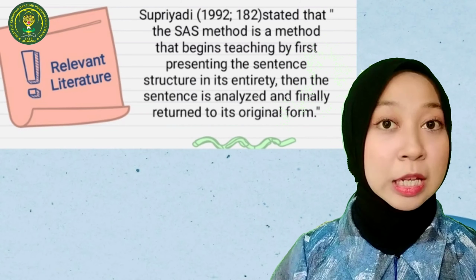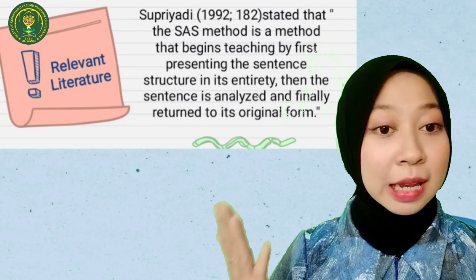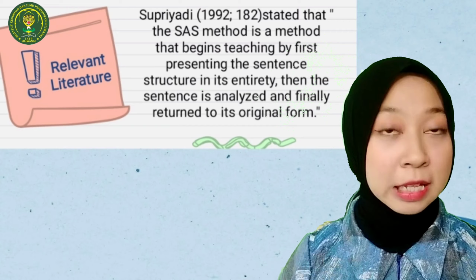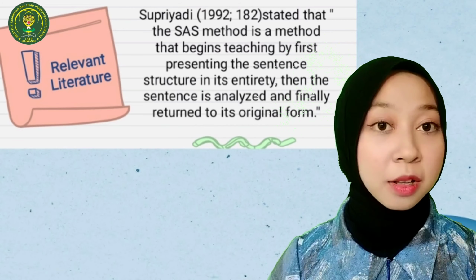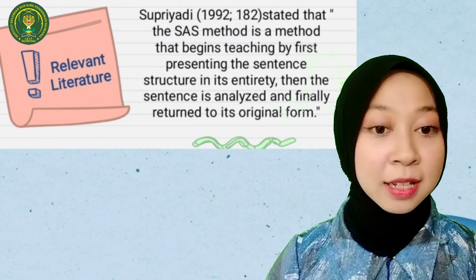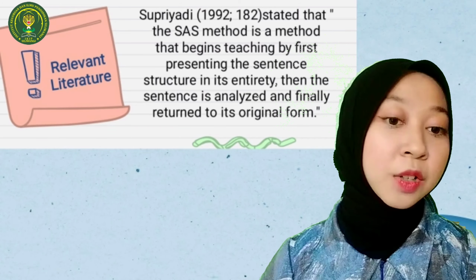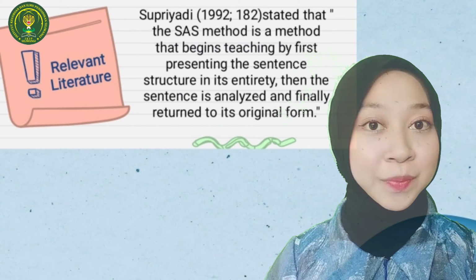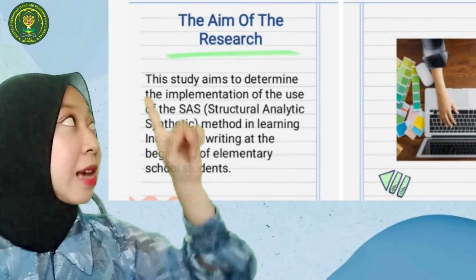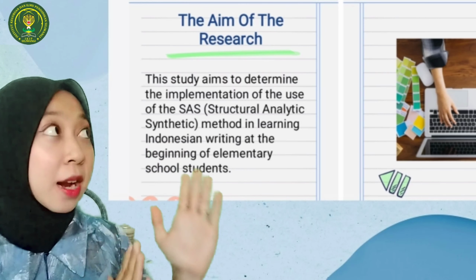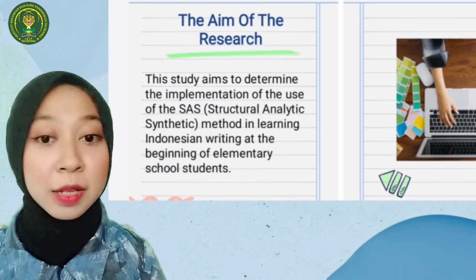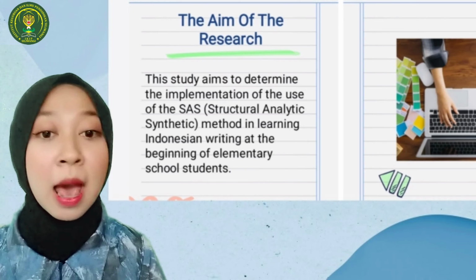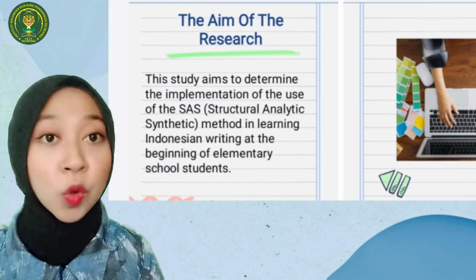Relevant literature. Supriyadi stated the SAS method is a method that begins teaching by first presenting the sentence structure in its entirety. Then the sentence is analyzed and finally returned to its original form. The aim of the research. This study aims to determine the implementation of the use of the SAS method in learning Indonesian writing at the beginning of elementary school students.